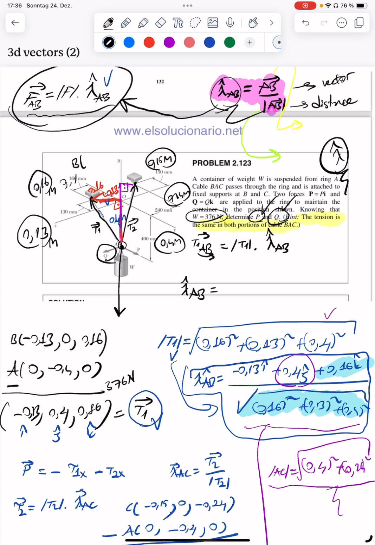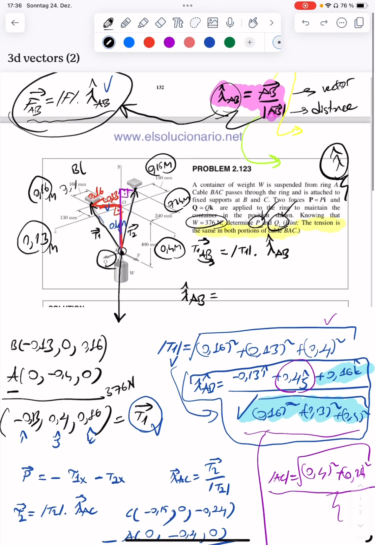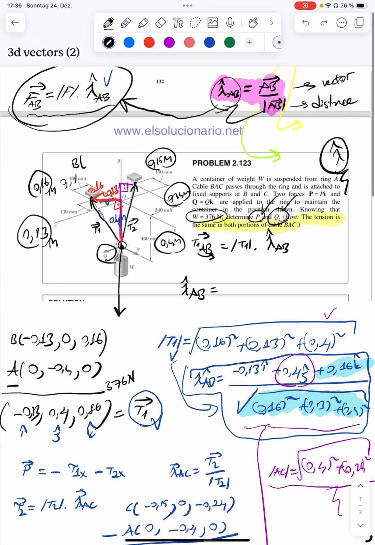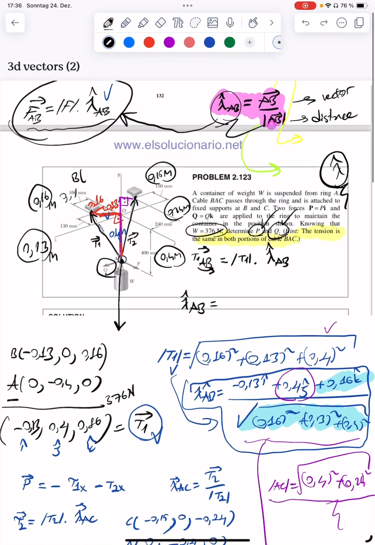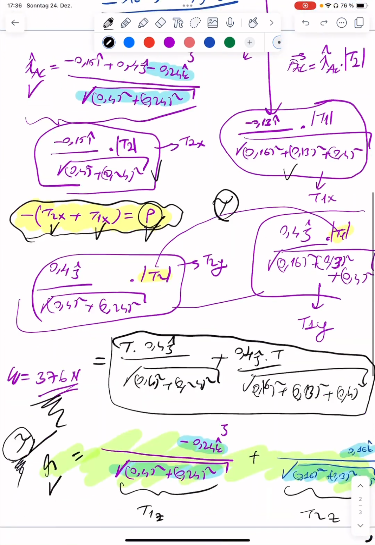So the question wanted us to find the magnitude of the tensions in the separate axes, and we determined P and Q today.